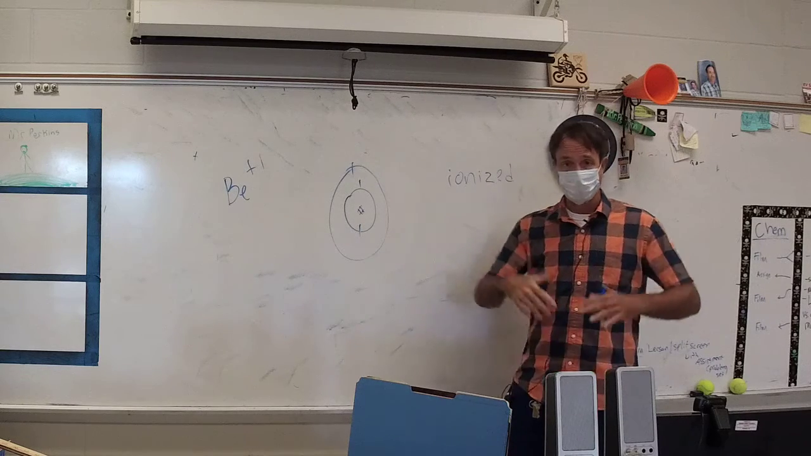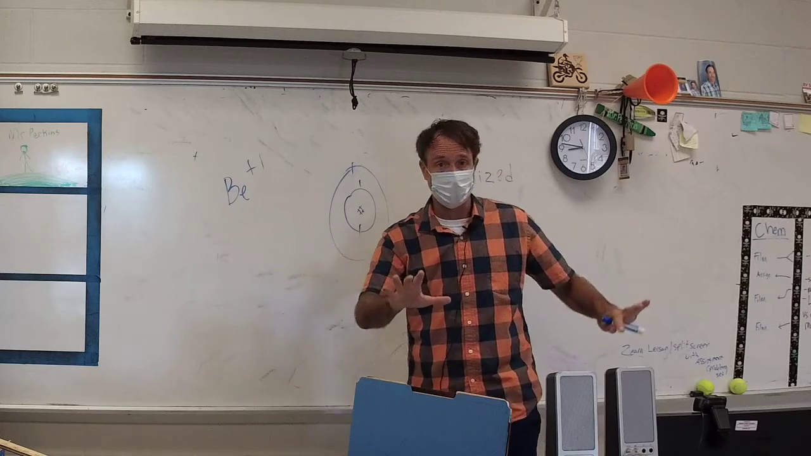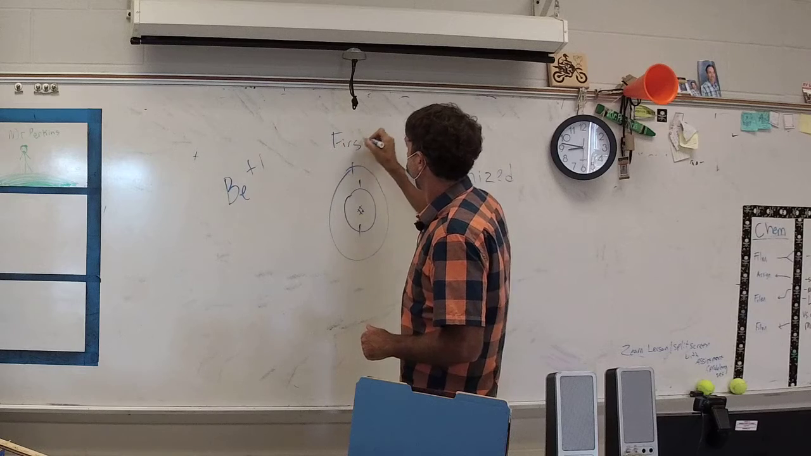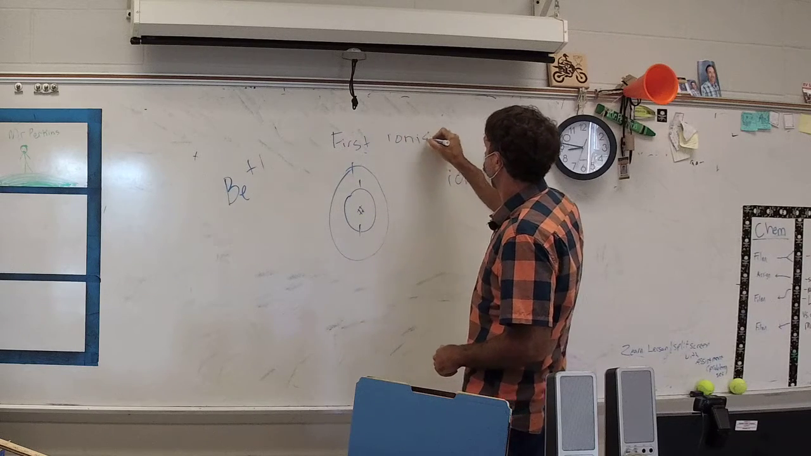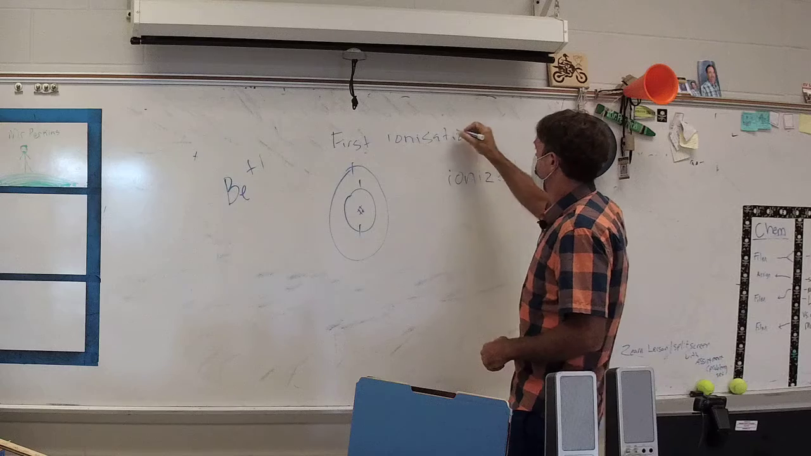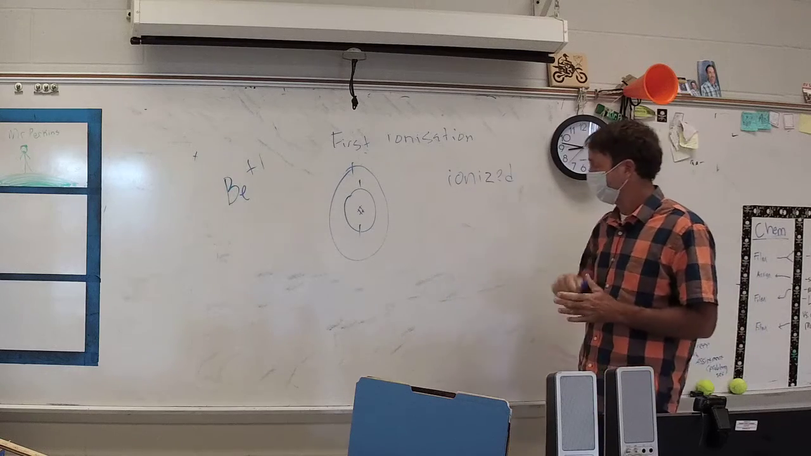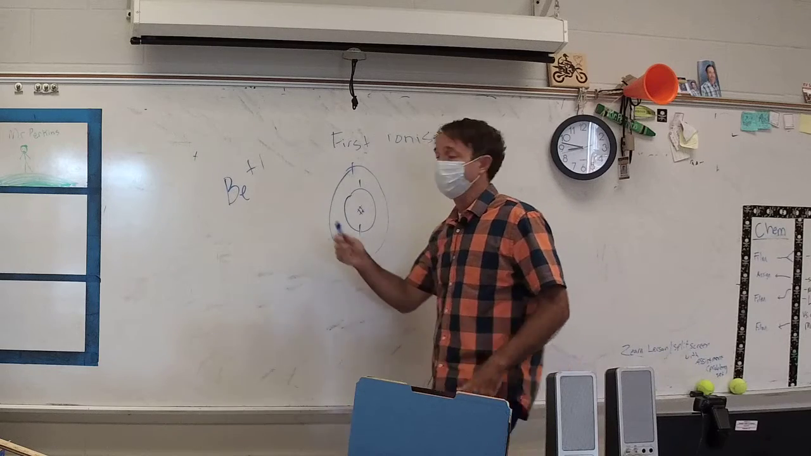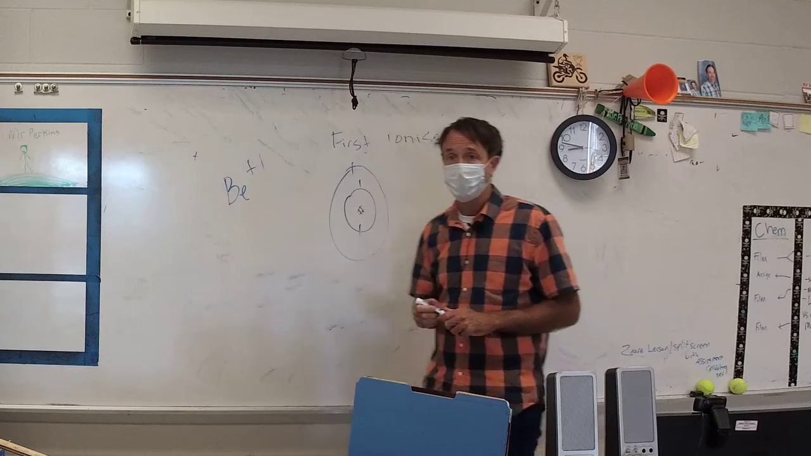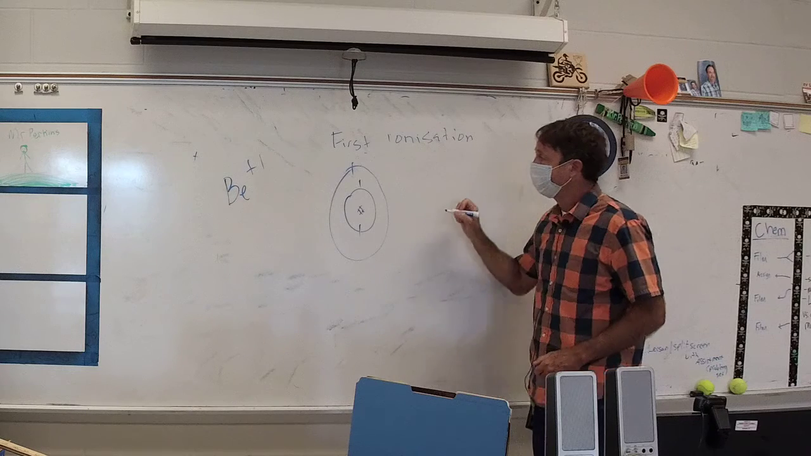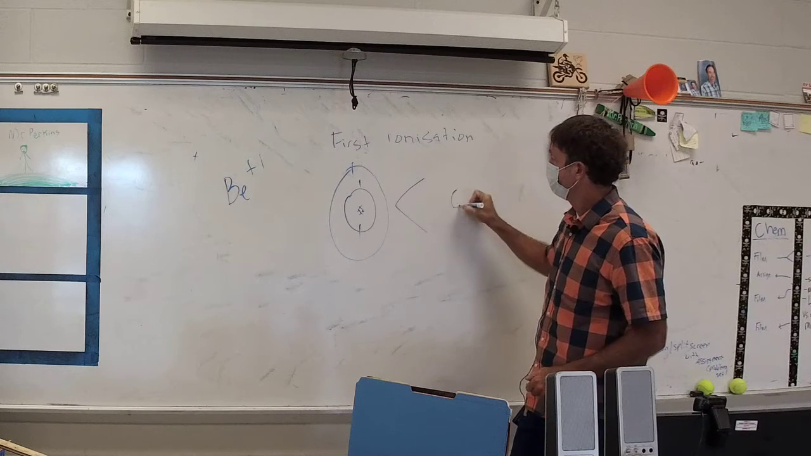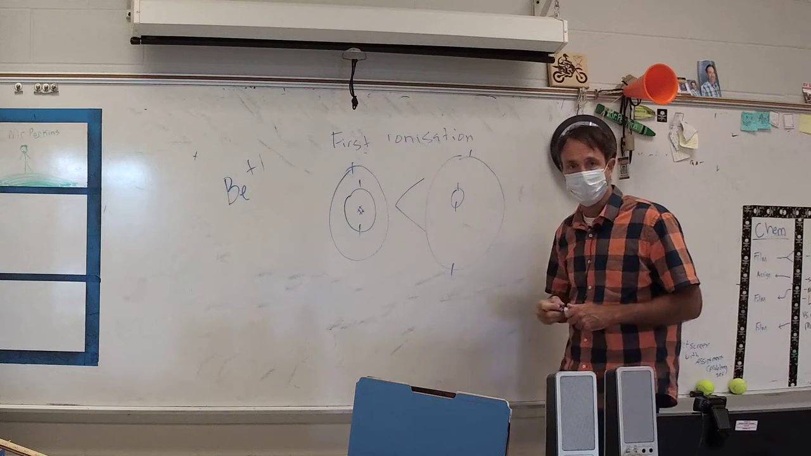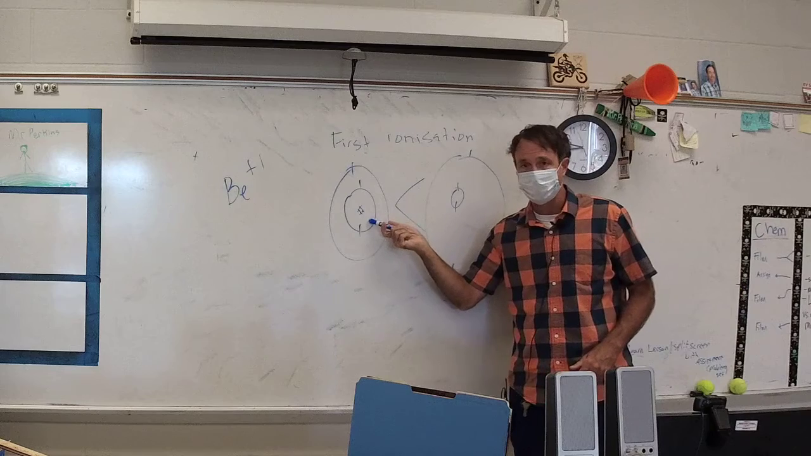Now what that will be called, and here's our new information, right now it's no longer review, is the first ionization. That's the first ionization, when we took the first electron. So the first ionization of beryllium would produce beryllium plus 1, and it would make the atom smaller than the original atom, right? Does that make sense? So this is the first ionization.